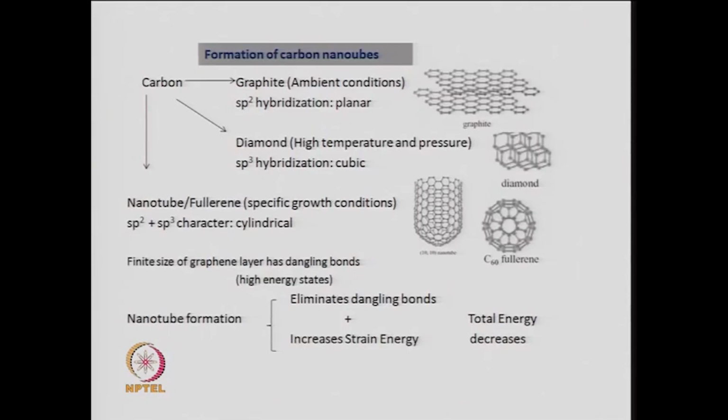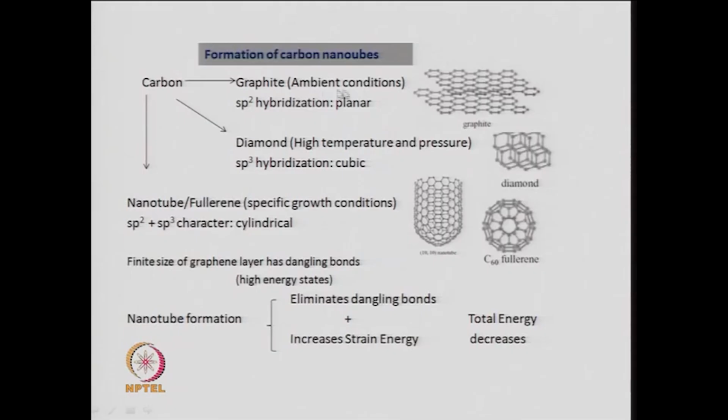Now, coming to the synthesis of carbon nanotubes, normally the other allotropes of carbon that we know, like graphite, can be made using ambient conditions. This is graphite. So, this is one layer of carbon with hexagons arranged, and this other layer of carbon is shown here. Like that, there are many hexagonal layers one above the other to form graphite, and here all carbons have sp2 hybridization to form these planar structures.